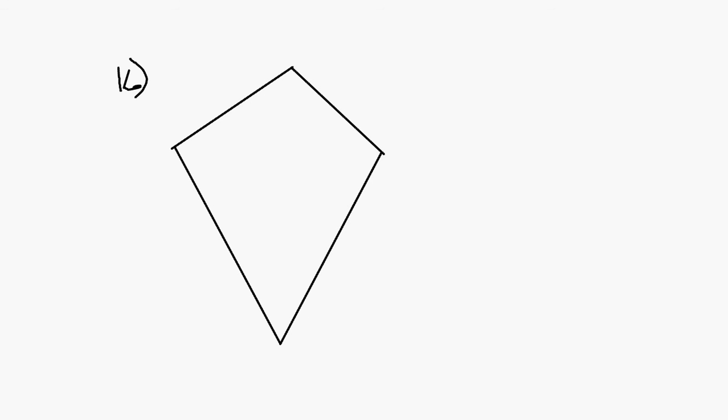And in number 16, find the values of the variables and the lengths of the sides of this kite. So these two are congruent in a kite, and these two are congruent in a kite. So you're given these values of y minus 5, x plus 4, 2x plus 4, and x plus 9.